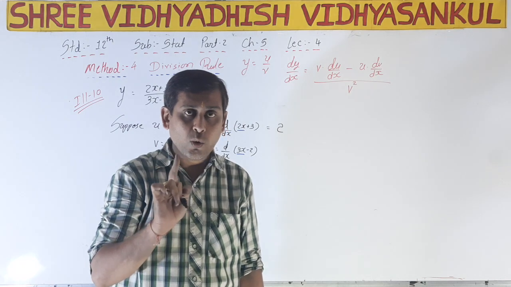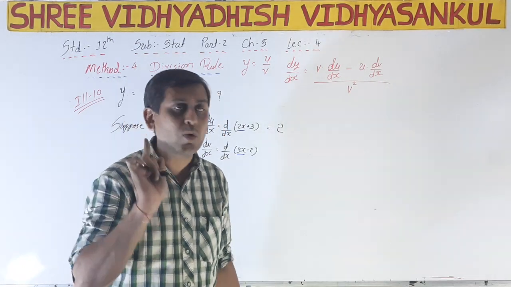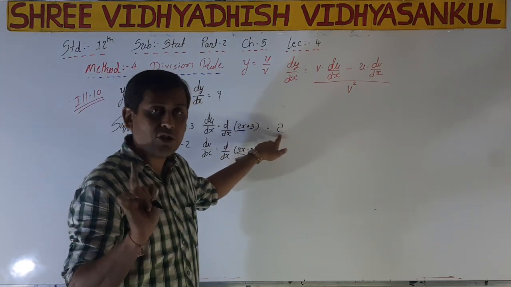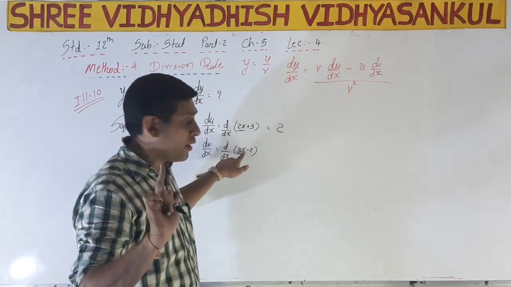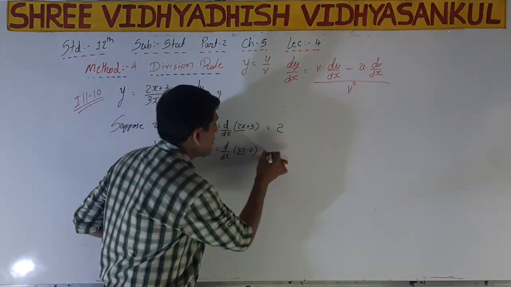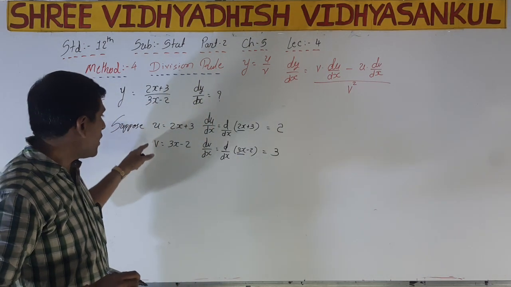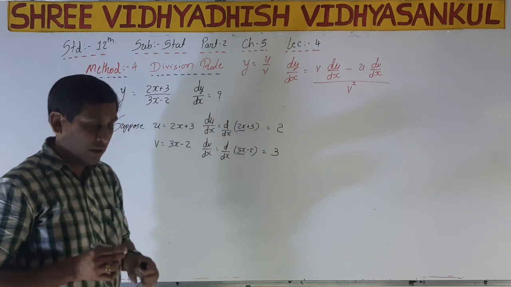In method number 2, I told you if y is equal to x, then dy by dx is equal to 1. Here x, that's why 1, into 2, that's why the answer is 2. Here again x, differentiation is 1, into 3, that's why the answer is 3. So du by dx and dv by dx are 2 and 3.